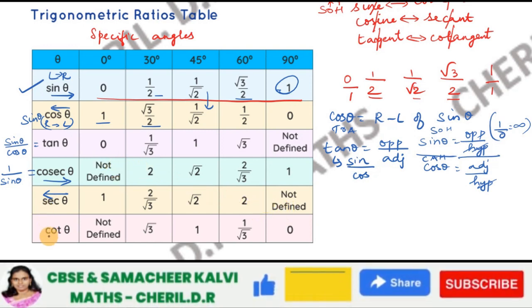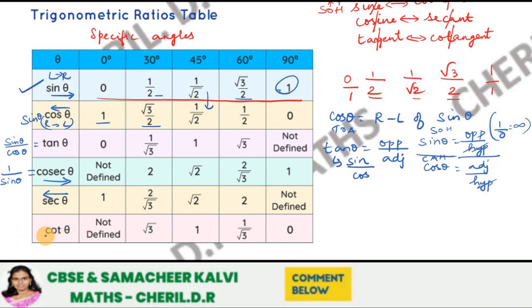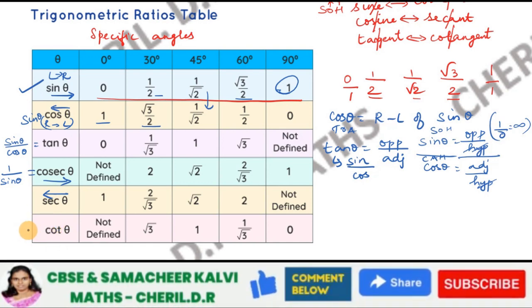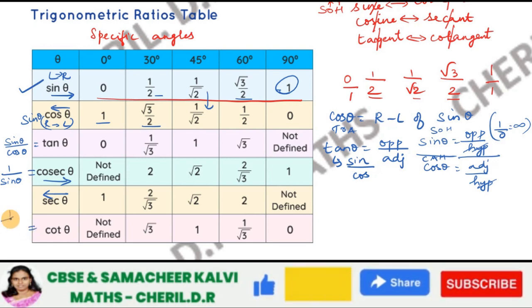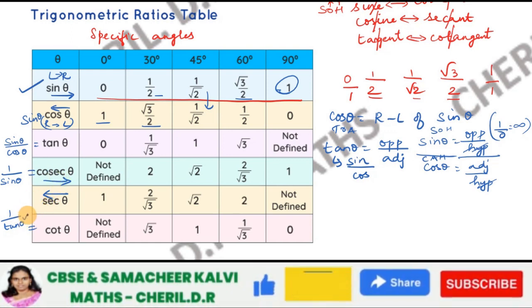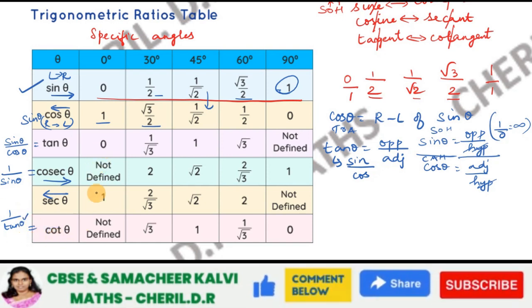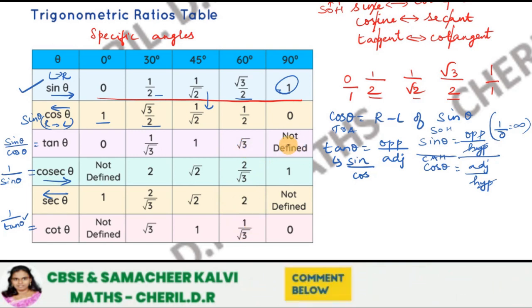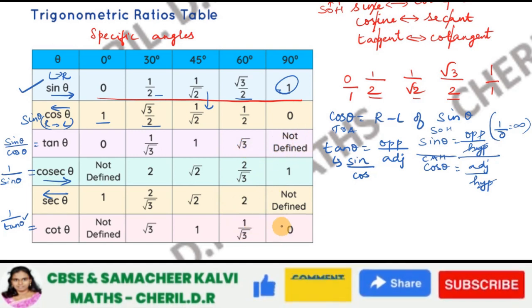And the last one is what? Cot theta. So what is cot theta? Cot theta is nothing but the reciprocal of tan theta. You can either write it by doing 1 by tan theta, or you can divide cosecant theta by secant theta. But this is better because doing the reciprocal will make the job easier. So when you have 0, you're going to make it not defined. So 1 by root 3, you will get root 3. For 1, the reciprocal is 1. For root 3, it will be 1 by root 3. And for not defined, it will be 0.